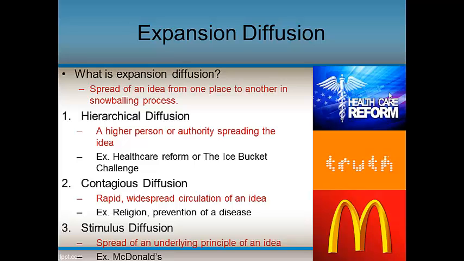Last but not least, we have stimulus diffusion, and this is the spread of an underlying principle. Let's think of some ideas here. Think of McDonald's. The idea of McDonald's going from one country to another is great. But let's say when they go to a different country, people don't eat cheeseburgers every day, or they can't eat meat. Well, the main idea of McDonald's is there, but now all of a sudden another idea transforms and might replace it, such as vegan food or non-dairy food in a different country.